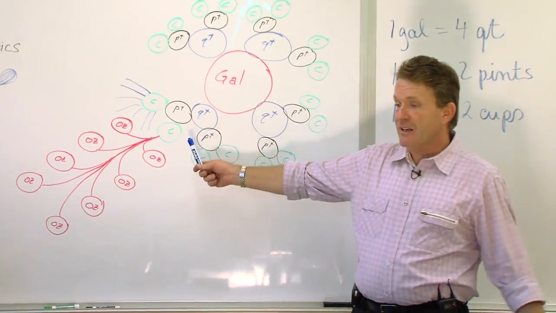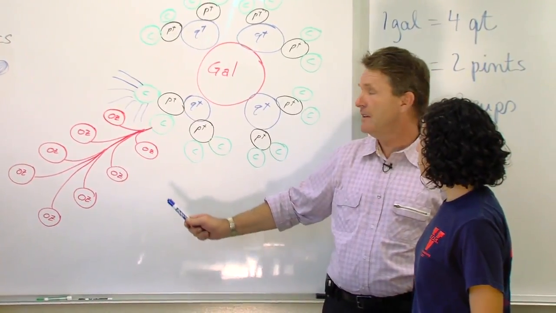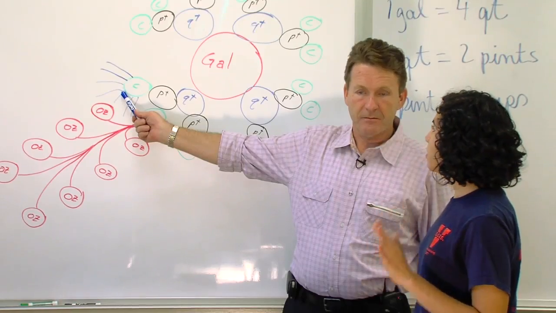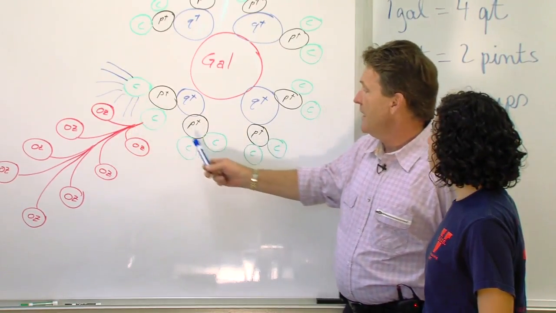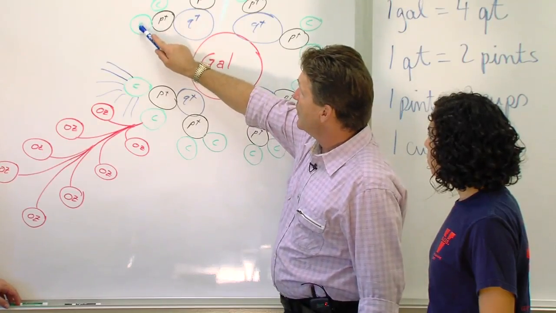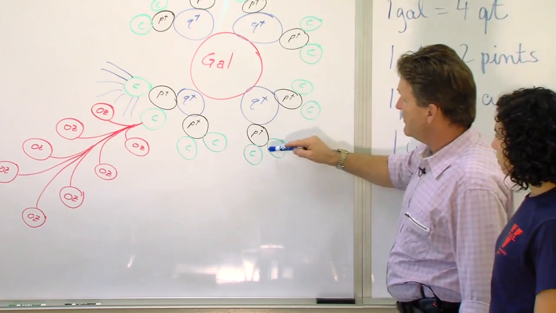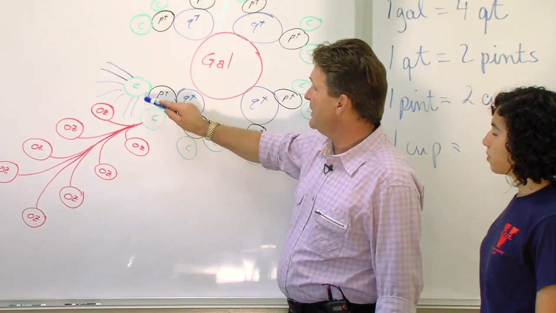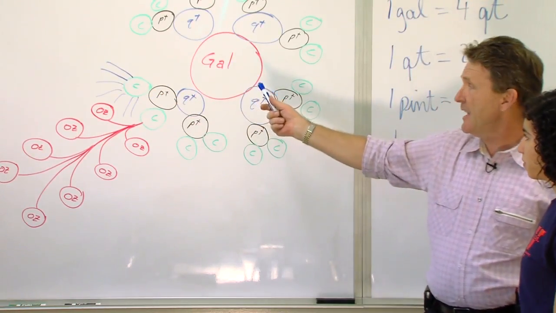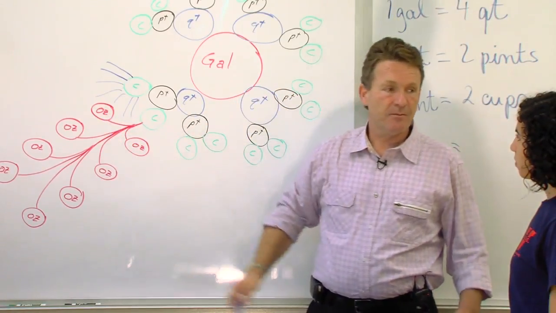So, Angelica, if each cup has 8 ounces, then 2 cups have 8 plus 8, 16. Okay? Now we can count, as simple as this. We start somewhere here. 1, 2, 3, 4, 5, 6, 7, 8, 9, 10, 11, 12, 13, 14, 15, 16 cups in a gallon.